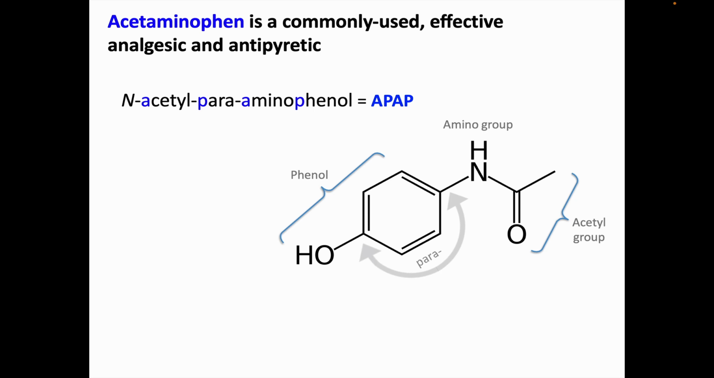Here is acetaminophen's chemical structure. The chemical name is N-acetyl-para-aminophenol, which is commonly abbreviated to APAP because it's a lot faster to write. N-acetyl refers to there being an acetyl group attached to the nitrogen of the amino group, and that amino group is on the opposite side of the benzene ring, or in the para position, with respect to the hydroxyl group that makes the aromatic portion of this compound a phenol.